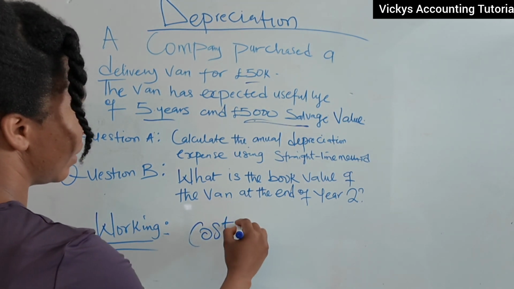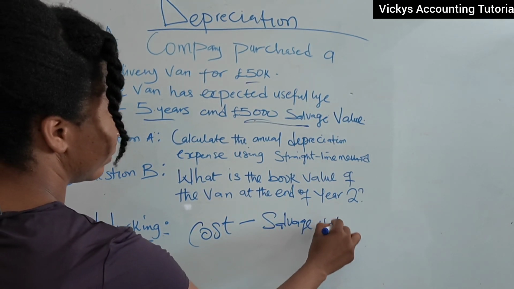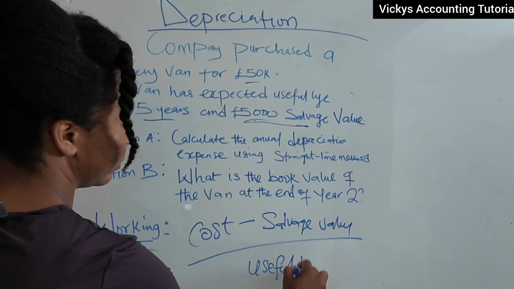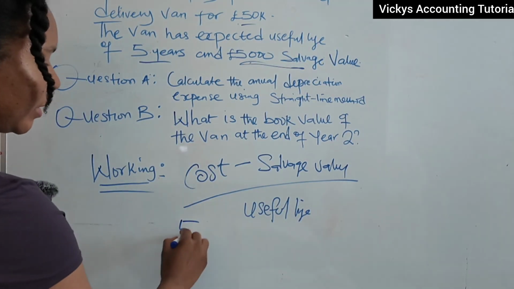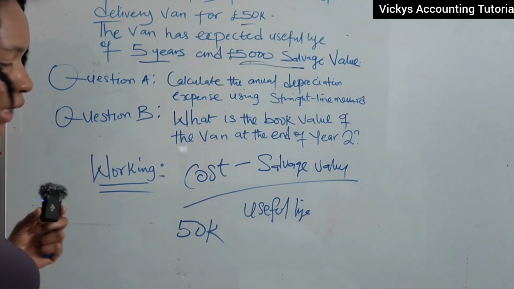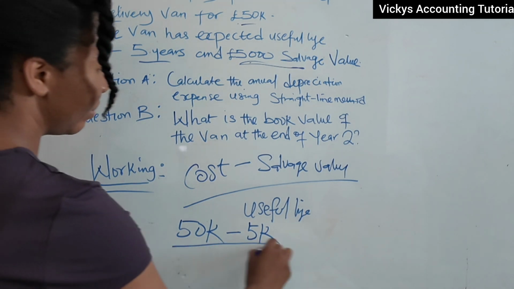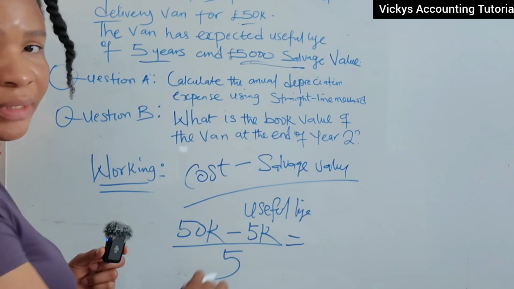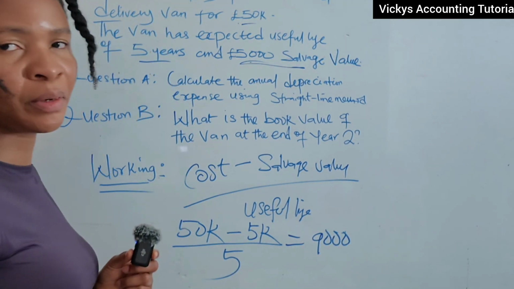Cost minus salvage value divided by useful life of that asset. So what is the cost? The cost is 50. Okay, so we're going to say 50k minus 5k, divided by a 5 years period. How much would that be? Once you put this in your calculator, you have 9,000 per year.